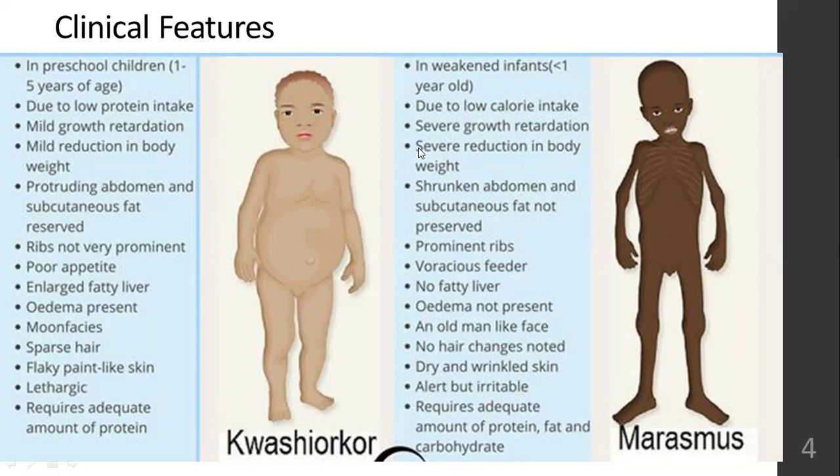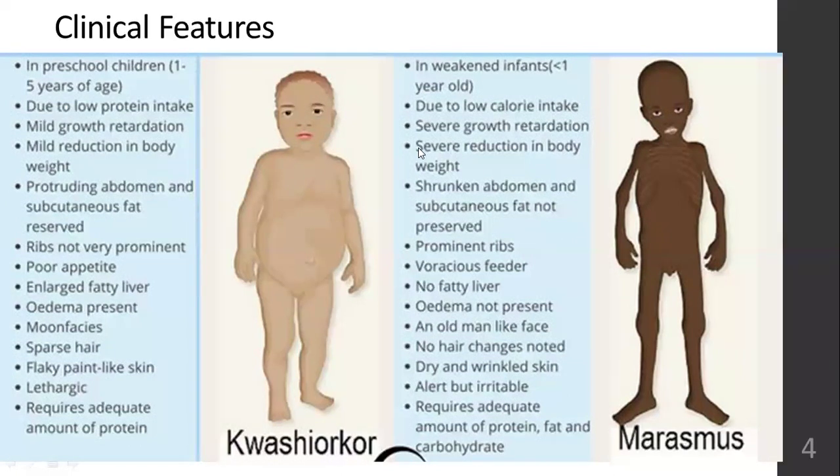There is a protruding abdomen. The fat loss is not there here, so the child is retaining the subcutaneous fat. Okay, there is no fat loss. Ribs are not prominent here, and the child has a very poor appetite. The child will not eat. Unlike in marasmus, where the child will eat a lot, it's a voracious feeder. But in kwashiorkor, the child will not have the appetite.